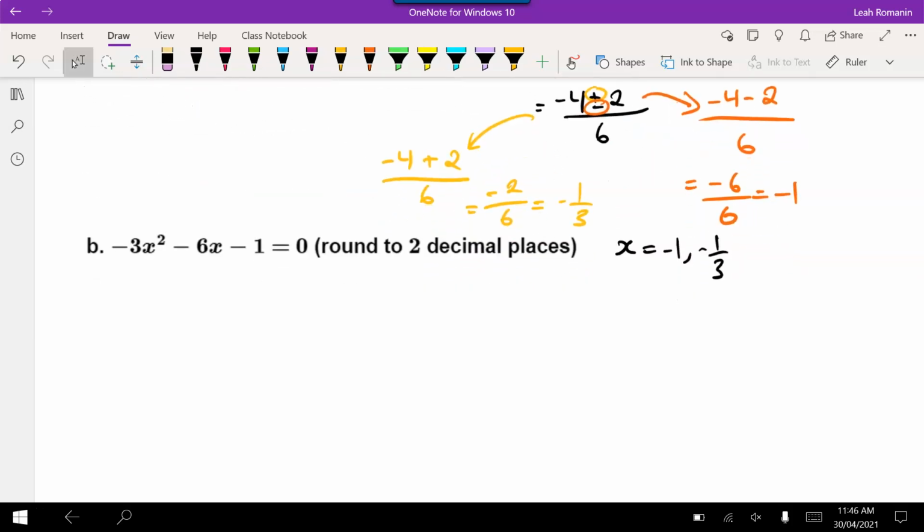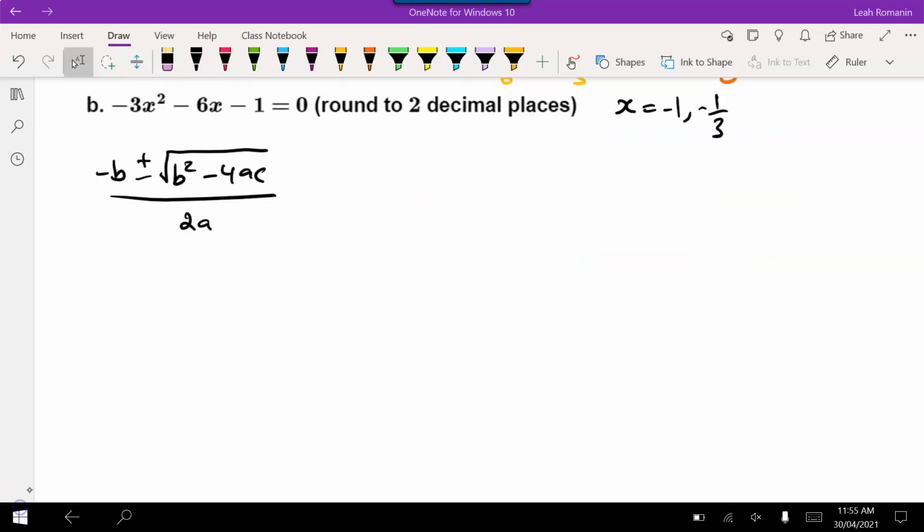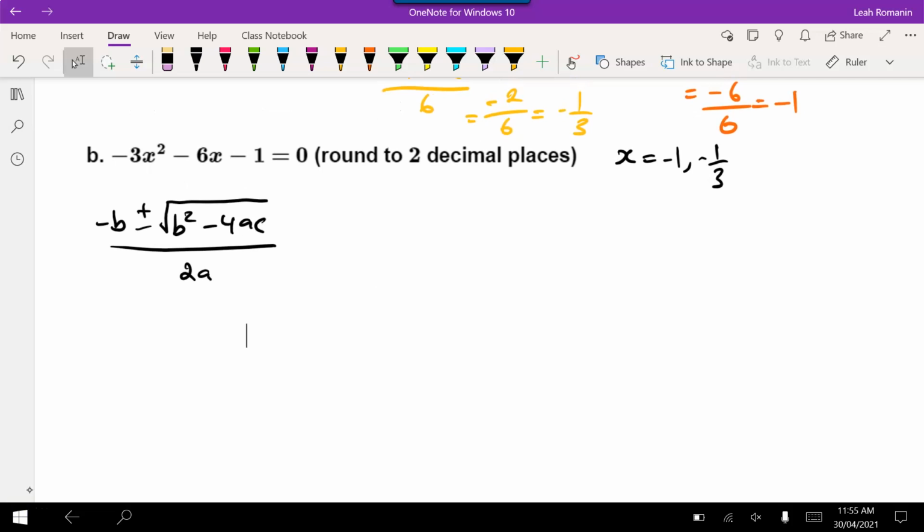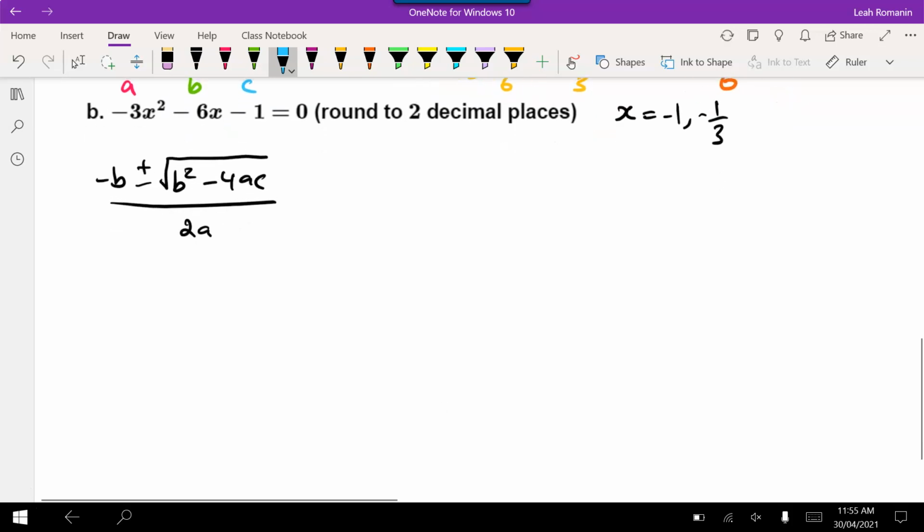Okay, let's have a go at B. So labeling my A, B, and C. My -3 is A, my -6 is B, and my -1 is C. So I've got a lot of negatives in there this time. So filling them all in. Now I had a couple of questions about the B.